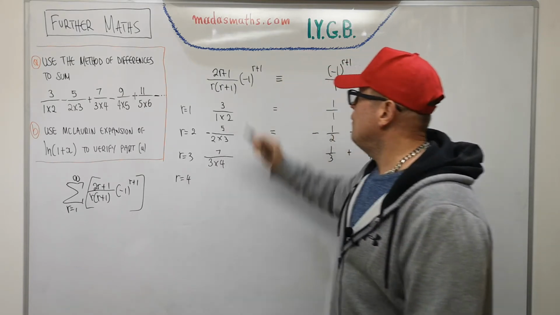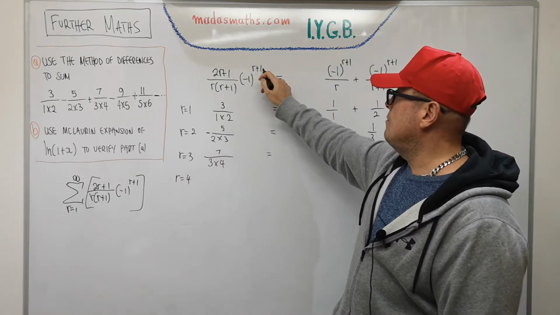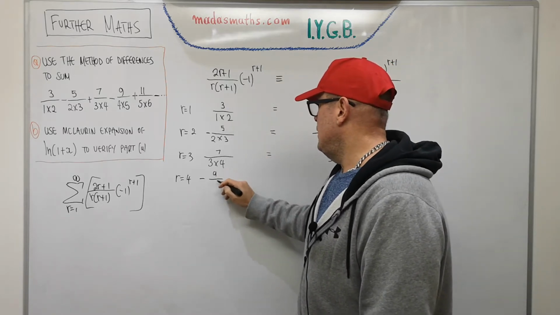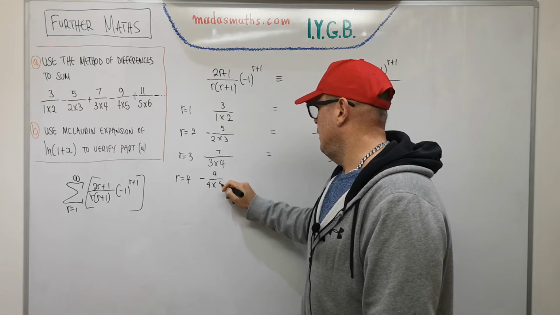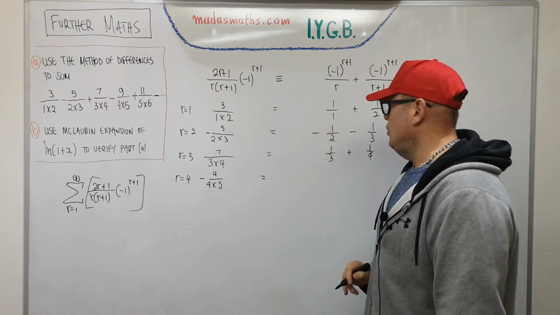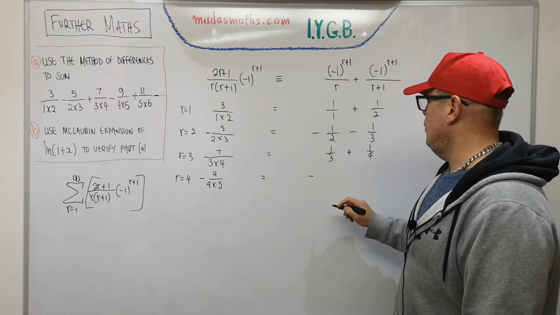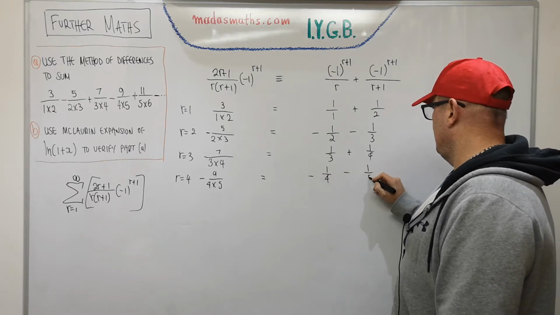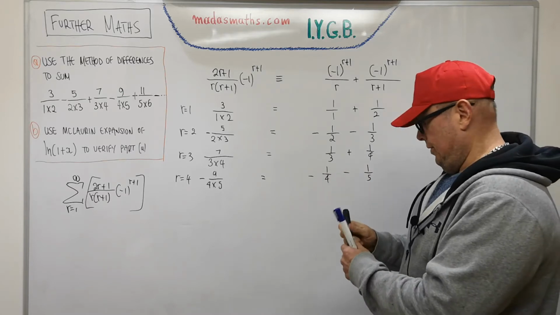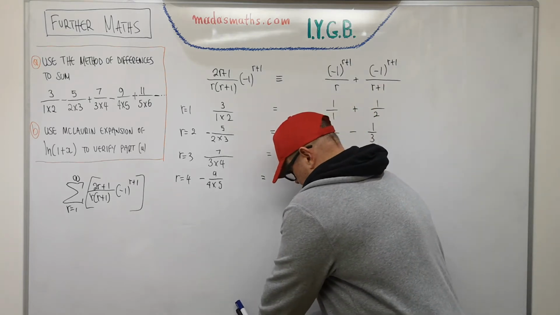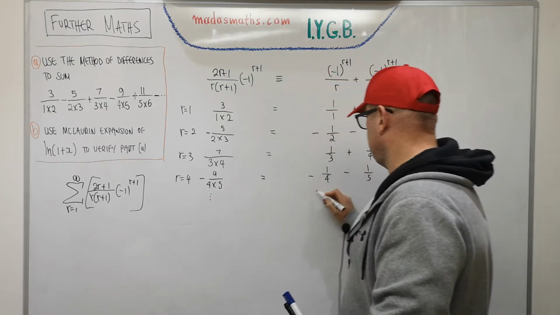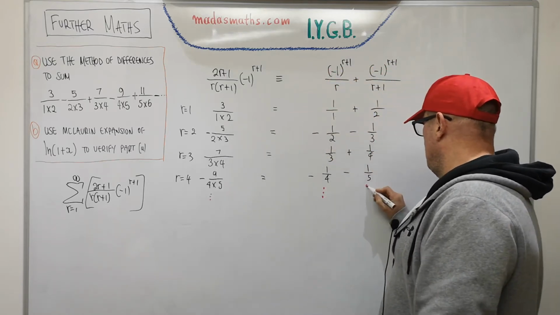r is equal to 4. Of course, 4 plus 1 will give me 5, so I'm going to go negative. So it's going to be negative 9 over 4 times 5. It's going to be equal to negative for both of those two as well. We're going to get 1/4 minus 1/5, and after that, let's use a red pen, dot dot dot, and so on.